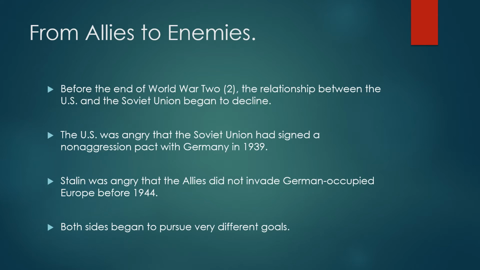Okay, so before the end of World War II, the relationship between the US and the Soviet Union began to decline. The US was angry that the Soviet Union had signed a non-aggression pact with Germany in 1939, and Stalin, the leader of the Soviet Union, was also angry that the Allies did not invade German-occupied Europe before 1944. So there's a lot of tension there even during World War II. And both sides began to pursue very different goals.